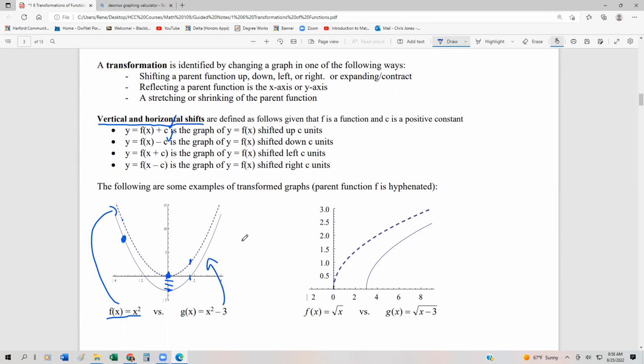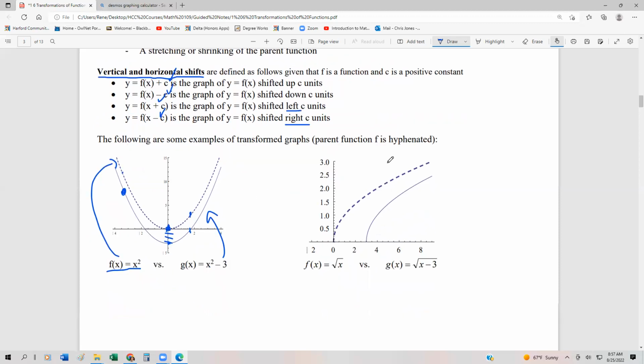Now, if the number is on the inside of the function, plus c and minus c, be careful with this. We would think plus c is going to move it to the right, but in fact, a plus c inside of the function is going to move it to the left. So be careful with that. If we had f of x plus 3, it would move it 3 units to the left. Similarly, if we have f of x minus a constant c, that means it's going to move it c units to the right. So just be careful with what's inside the function.